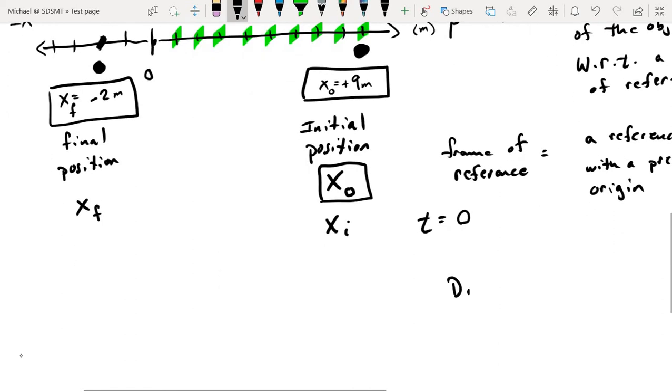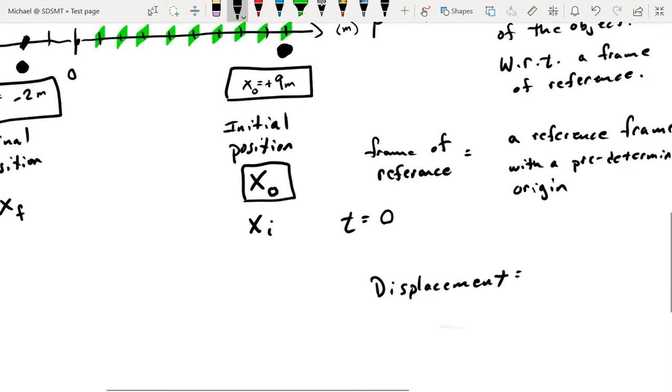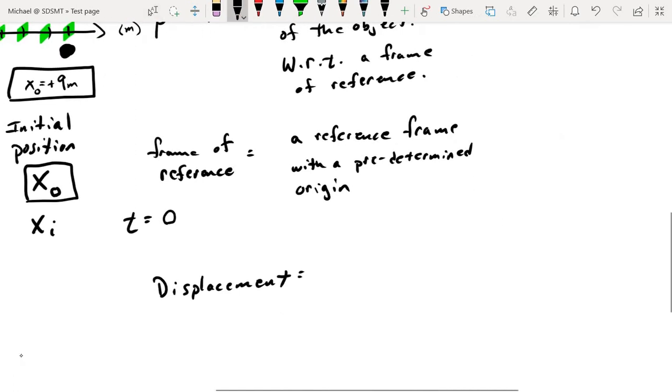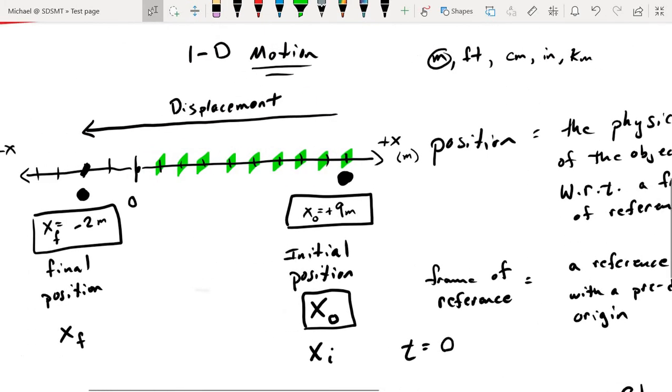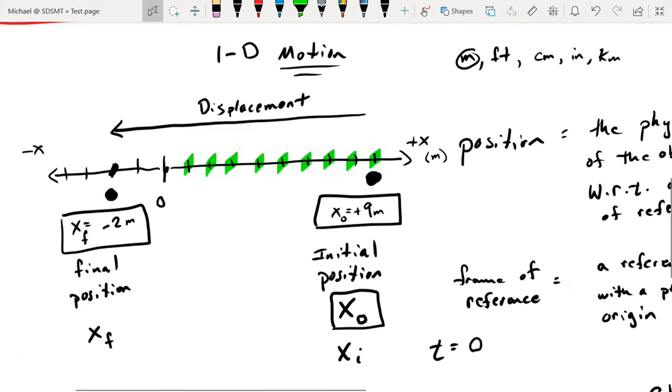And so there's another definition. Displacement. And our definition of displacement is a change in position. So let's take a look at our displacement up on the reference frame here. I started at +9, I ended at -2.